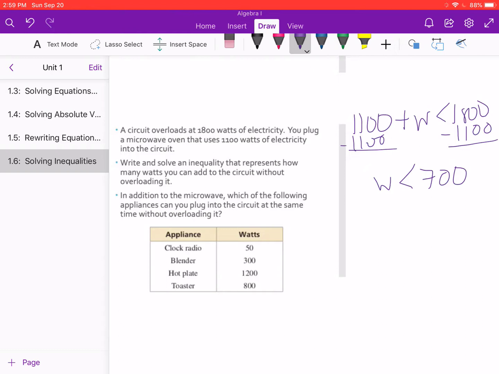In addition to the microwave, which of the following appliances can you plug into a circuit at the same time without overloading it? Well, we know it needs to use less than 700 watts. A clock radio uses 50, so that's okay. That's less than 700. So we can use a clock radio. A blender uses 300, which works, so a blender is fine. A hot plate uses 1200, and that is definitely more than 700, so that one does not work. And a toaster uses 800, which is also more than 700, so that one will not work either.